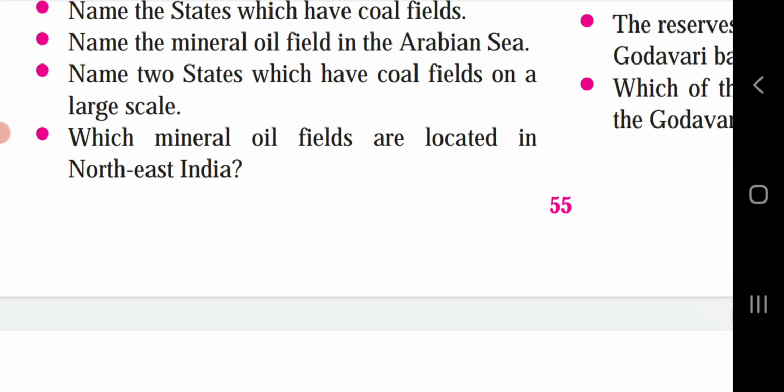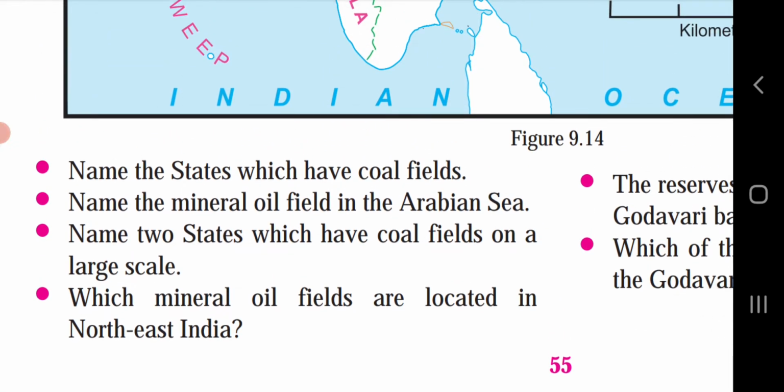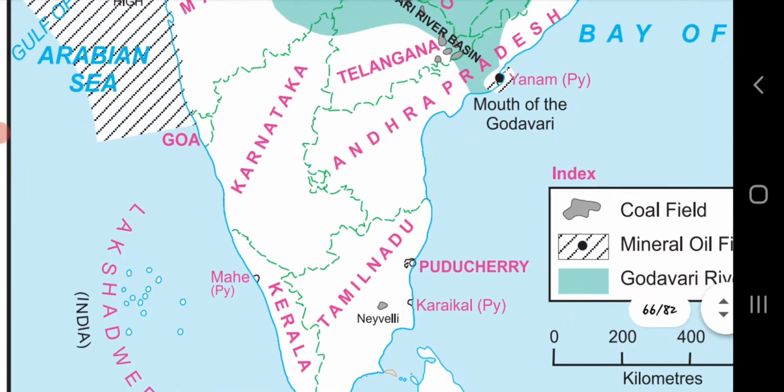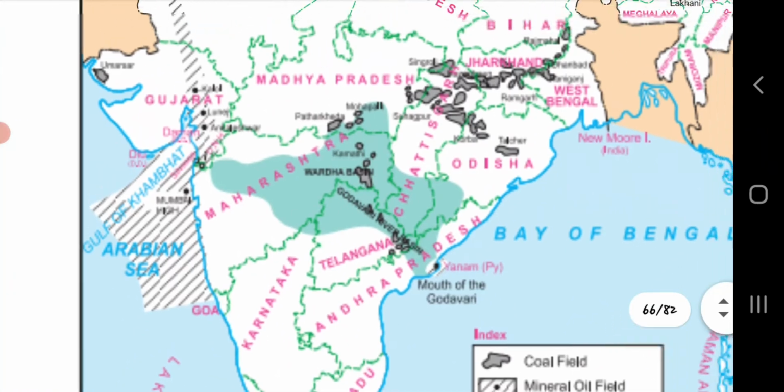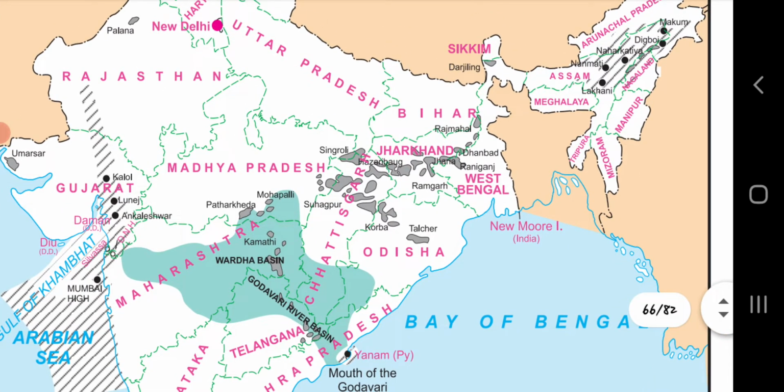Which mineral oil fields are located in northeast India? You can see Digboi, Makum, Naharkatia, Nurmati, Lakwa, etc. These mineral oil fields are located in northeast India.